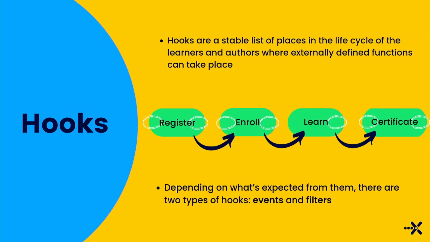So, hooks. Words have a certain charge, a certain weight to them. And hooks, events, and filters, the words I'm going to use a lot, already have some of that weight, even if I don't explain what that means in this context. So I like to go with the simplest explanation, which is: hooks are places in the code, in the life cycle of a student or an author, where something else can happen. An externally defined function can run, where I can do something more than what the platform does.